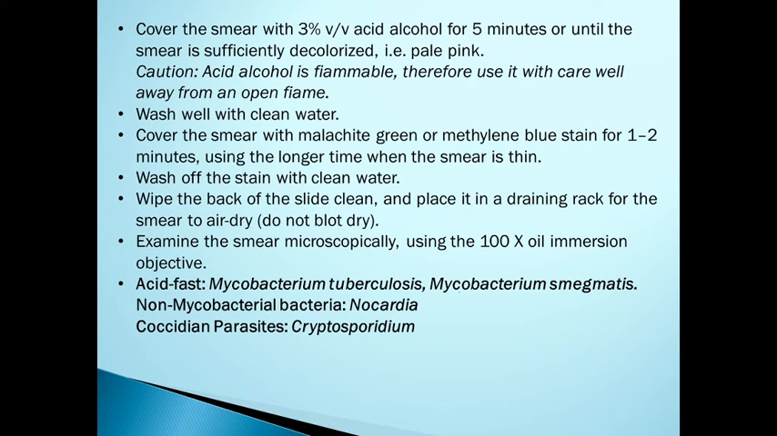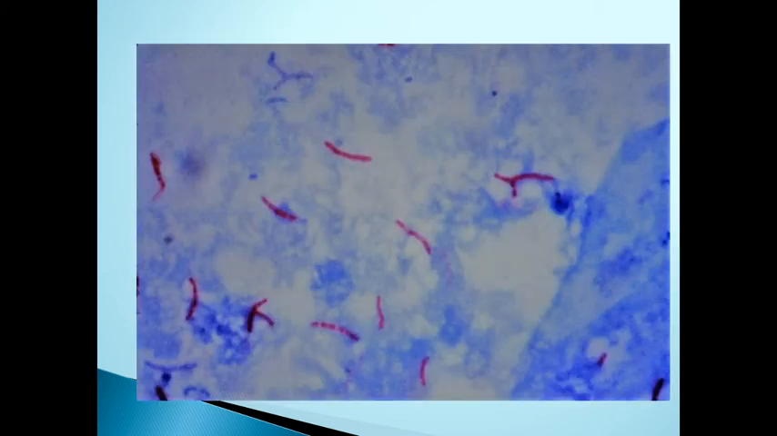So what will you observe? You will observe red colored acid fast bacteria against a blue colored background. The background appears blue because the sputum contains various particles along with the epithelial cells of the respiratory tract, and the normal flora of the respiratory tract is also present, so that appears blue in color, and the acid fast bacteria appear red in color.